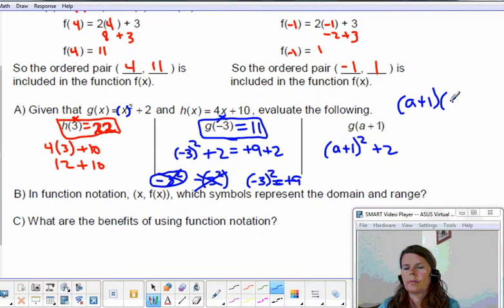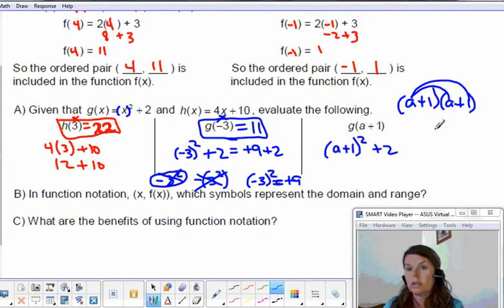If you did remember FOIL from Algebra 1, or maybe you did it in geometry, FOIL, or you can make a box, you'd go a times a is a squared. So this one times this one, and then you would have to take a times 1, which is a, and then 1 times a is a, and then 1 times 1 is 1. So it'd be a squared plus a plus another a, which is 2a, plus 1. So it'd be a squared plus 2a plus 1 plus this other 2, and then you'd simplify. But for the sake of what we're doing right now, let's just leave it like that. Just don't ever do a squared plus 1 squared. That's not what that means.